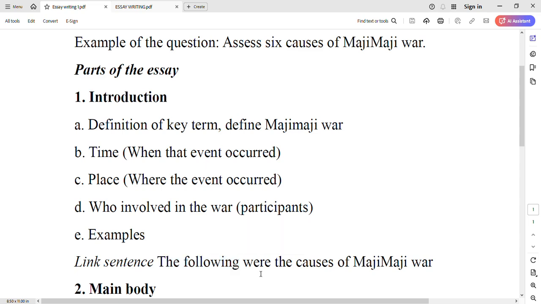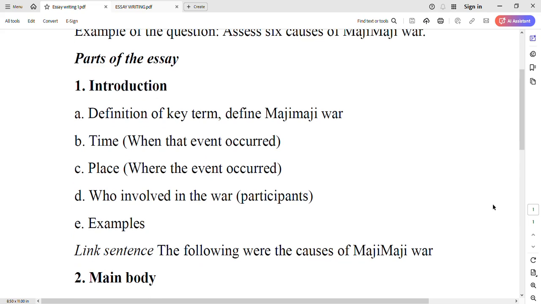When you fail to write the link sentence properly, we assume what you wrote is the wrong part of the question. Example, the question asked for causes, and unfortunately, instead of putting the word causes, you put the effects of the Majimaji War. Or the question asked for effects, and you put the following are the causes. Or the question asked for causes, and you write the following are the effects. They say you are out of point, OP. We put an X at the end of the marking. So please write a link sentence that is related or connected to the question.